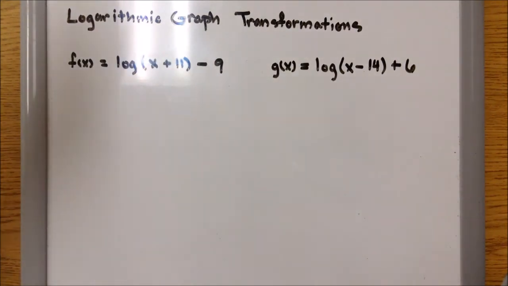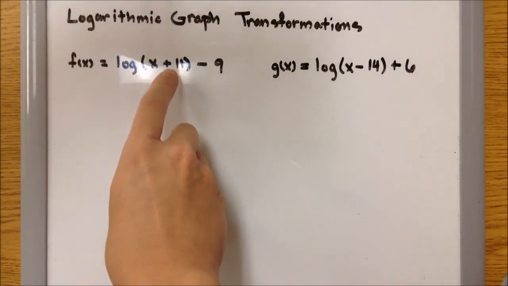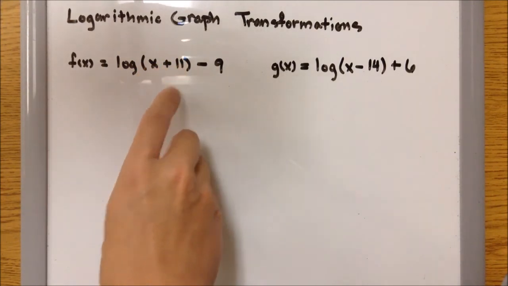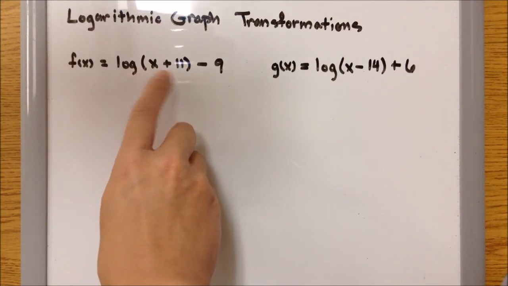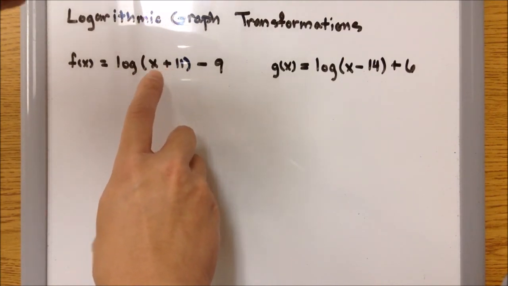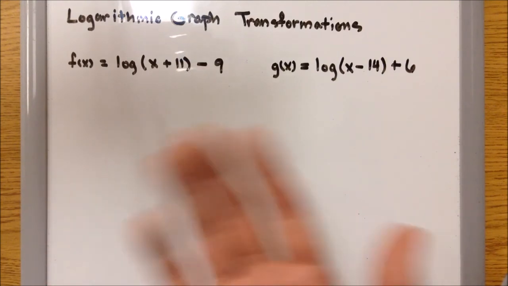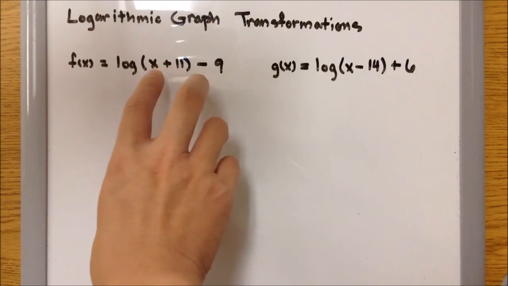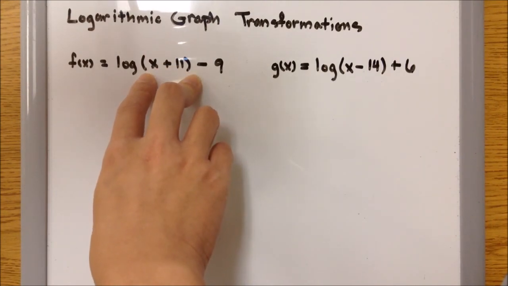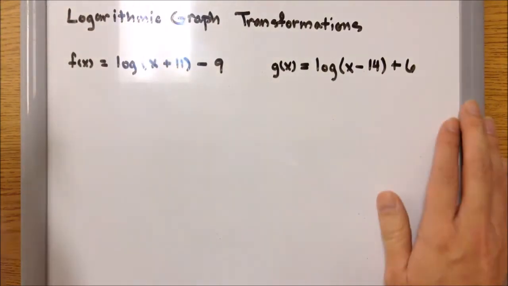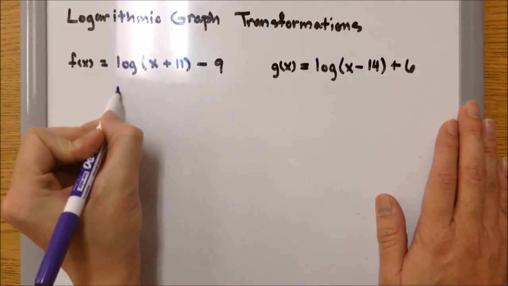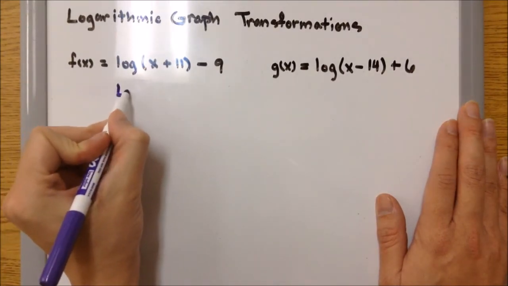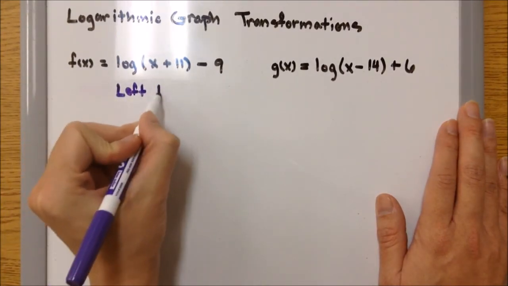So let's start off with the inside of the parenthesis. Now we have a number with the x. Since it's inside the parenthesis and with the x, that means it's either going left or right. So if we look, it's x plus 11. Carefully, it's inside the parenthesis, it's x plus 11. So that means it's going to go left 11 units.